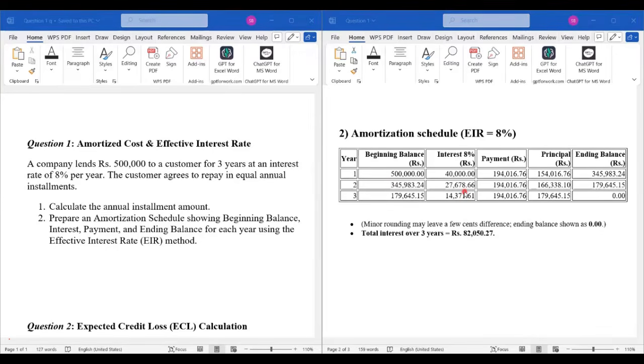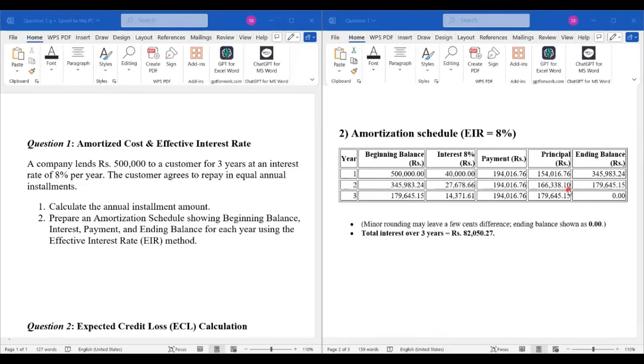So again, they have already said that the annual amount is equal, the same amount, so we have to pay the equal amount. So for the second year also, the annual payment will be 194,016.76 rupees. In order to find the principal, we have to deduct the interest from this annual amount. So the principal amount for the second year will be 166,338.10.